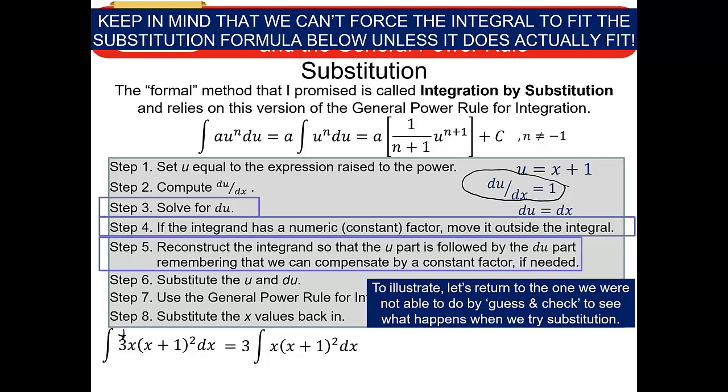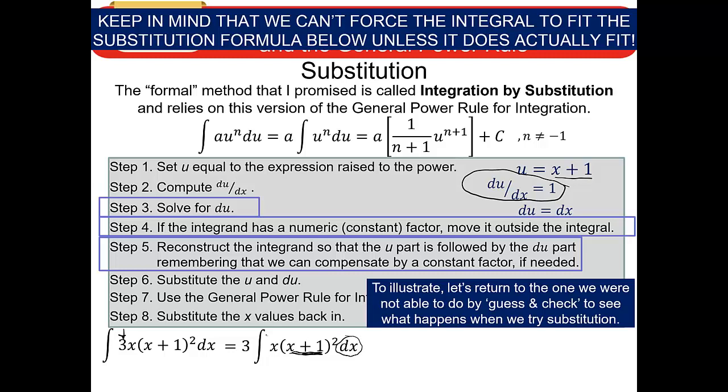So start off the same. I want to reconstruct that integrand so that the u part is followed by the du part. The u part is the thing that's got the x plus 1 in it, so the u part will be here. I want to put the du part, dx, together, but here's the problem. dx is just equal to du.